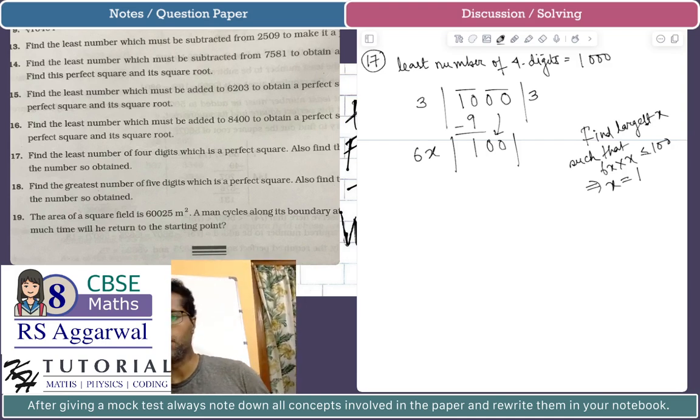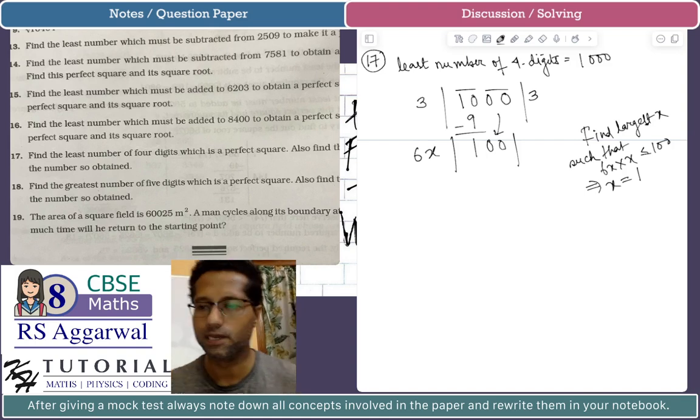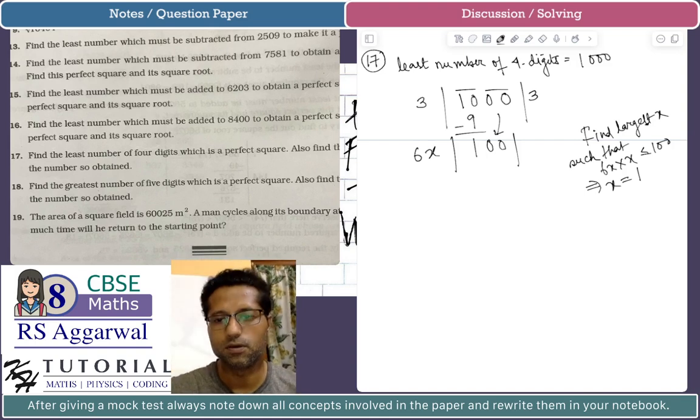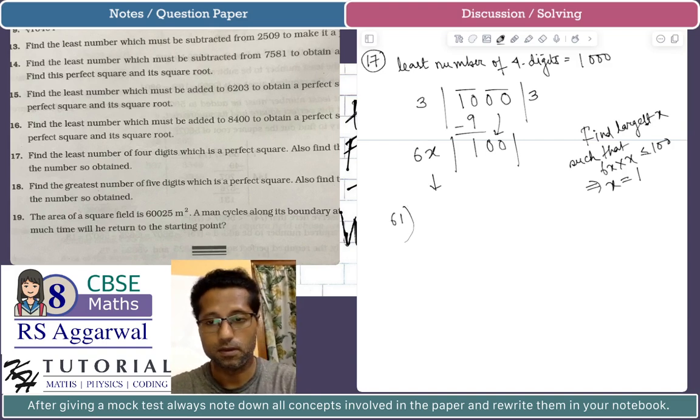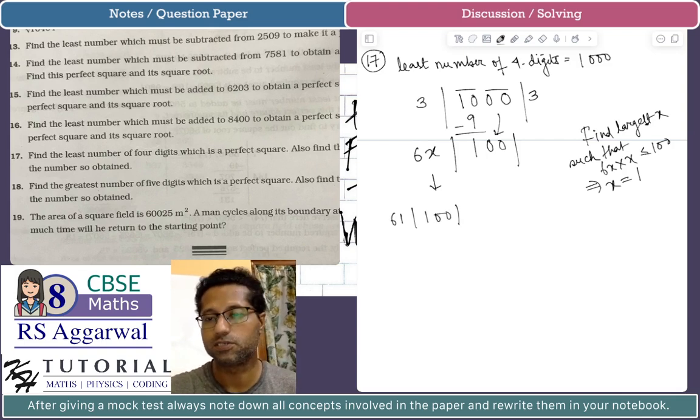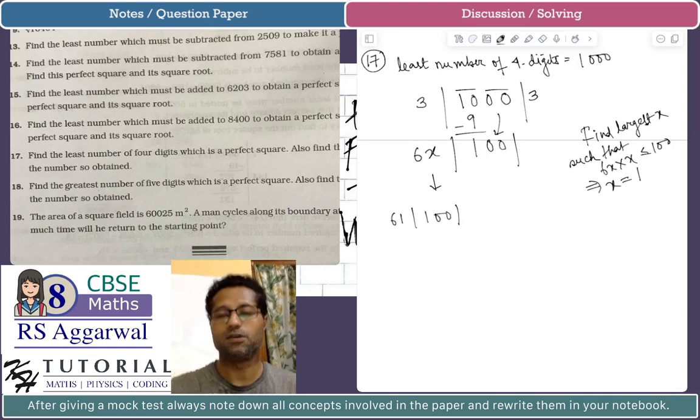X cannot be 2, because 62 multiplied by 2 will exceed 100. So x is 1. So we got 61 over here. The 1 will get appended to the quotient, so the quotient will become 31, and 61 multiplied by 1 is 61.